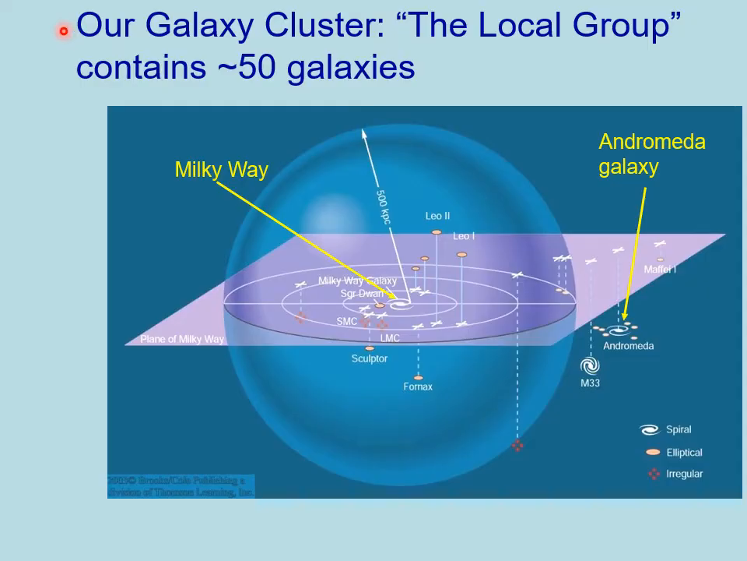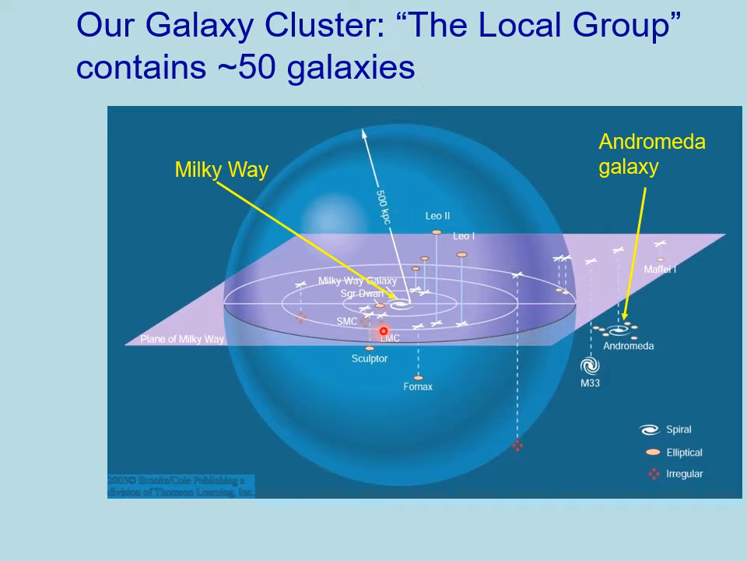Now, our Milky Way galaxy is part of a relatively small cluster called the Local Group, and it contains around 50 galaxies. And amongst those 50 galaxies, there are really only 3 large major galaxies. The others are small dwarf galaxies.